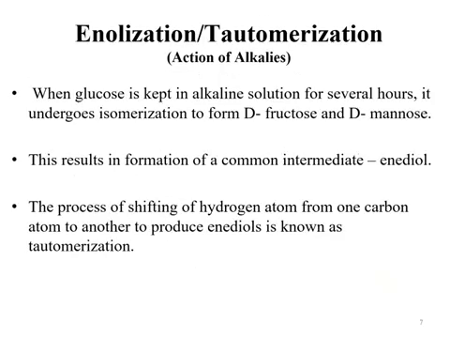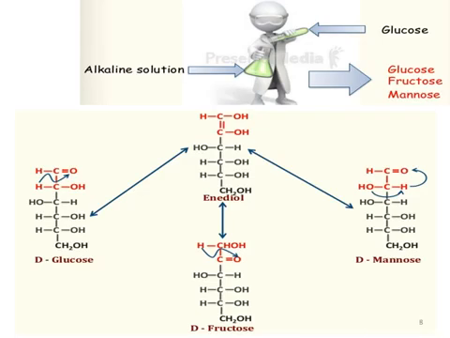The next is enolization or tautomerization, which is the action of alkalis. When a carbohydrate solution is kept in an alkaline solution for several hours, it undergoes isomerization to form D-fructose and D-mannose. This results in the formation of a common intermediate which is known as an enediol, and the process of shifting of a hydrogen atom from one carbon atom to another to produce an enediol is known as tautomerization. Here you can see the chemical process of the formation of enediols.